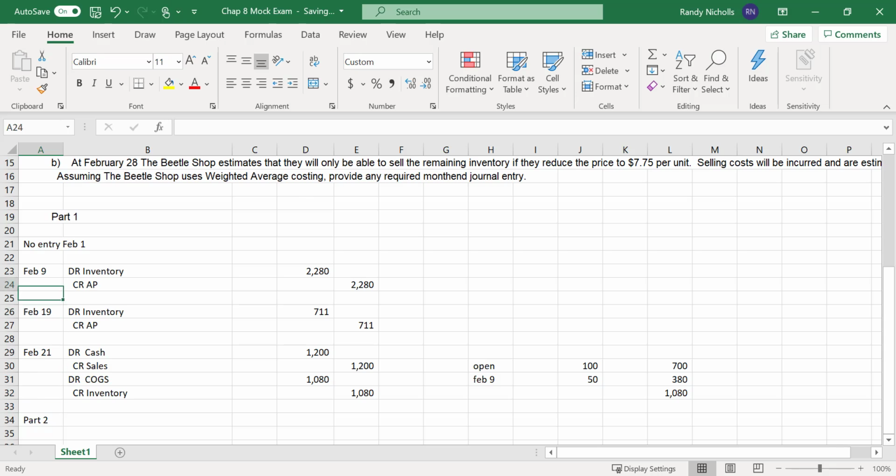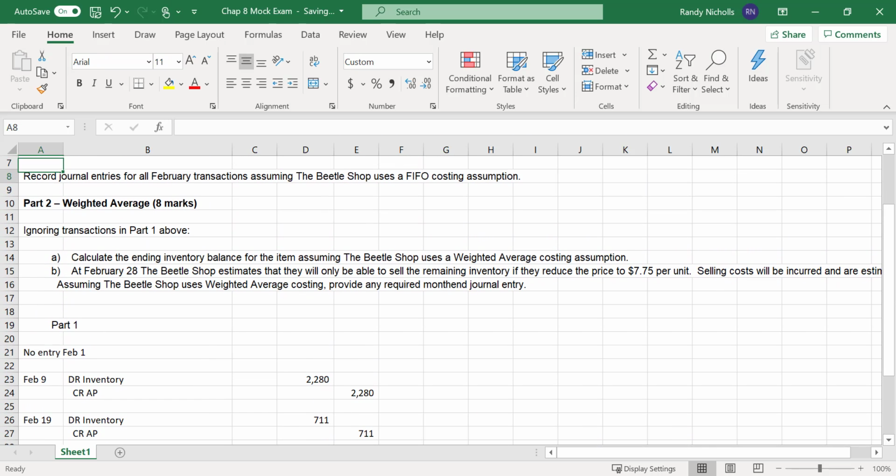Part two, well, first of all, it says ignore part one. Calculate the ending inventory balance for the item, assuming the Beetle Shop uses a weighted average costing assumption. So here I'm going to have to track my inventory value using weighted average assumptions so that I know what I have at the end.